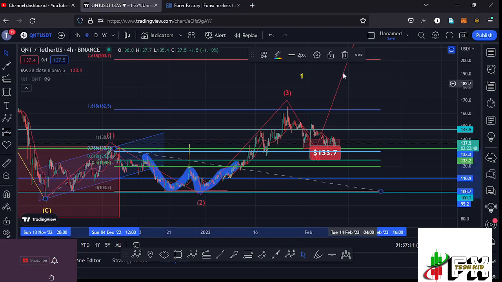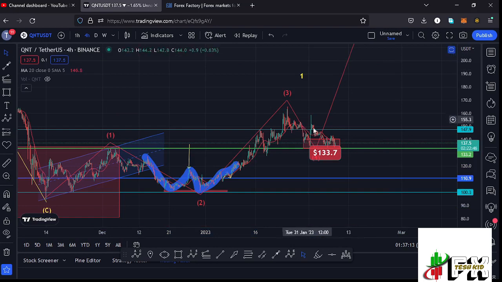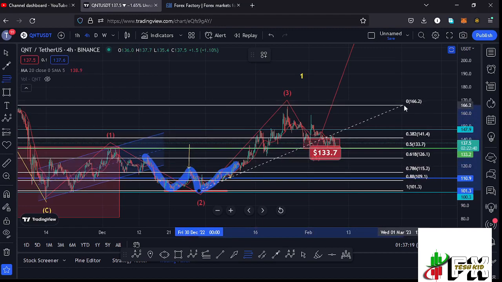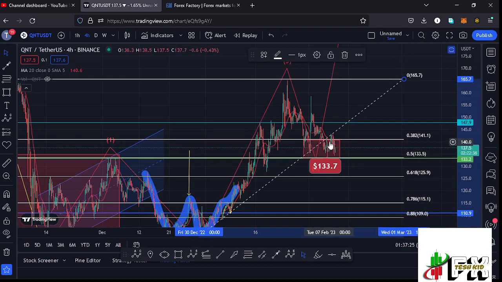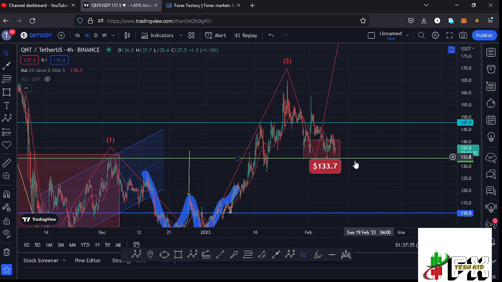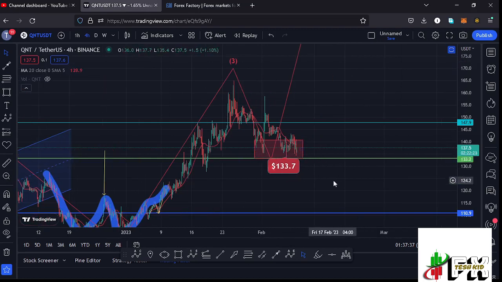And after seeing the high for that wave 3, we started this corrective structure in the formation of this wave 4. Using the Fibonacci connecting them from the low of the second wave to the high of that wave 3, that gave me a minimum retracement area in the formation of that wave 4 between the fib level 0.382 and the fib level 0.5, which lies between the $141.1 mark and the $133.5 mark, which is a target area that we have fully maximized by making our low at around the $133.7 mark.